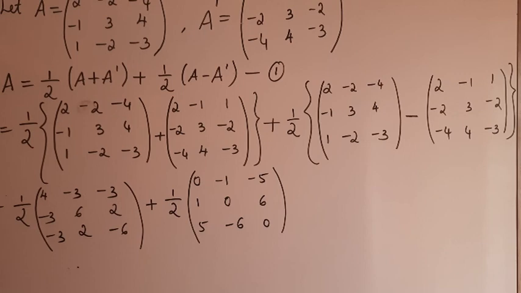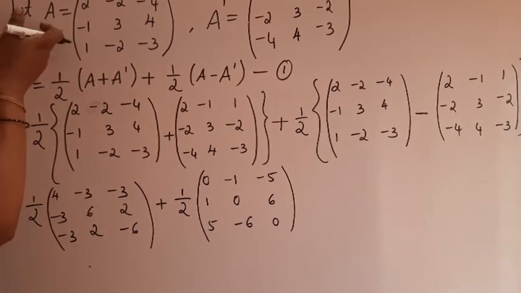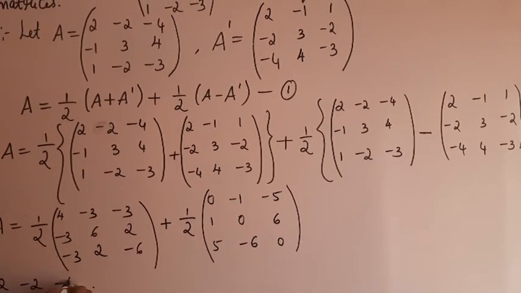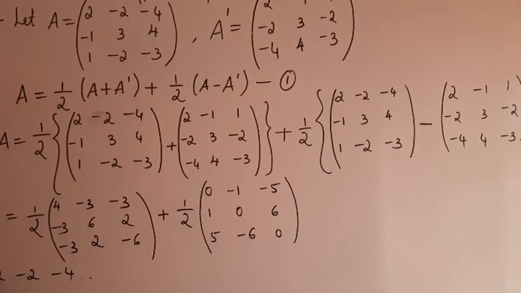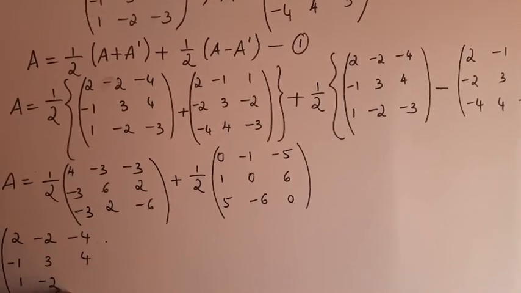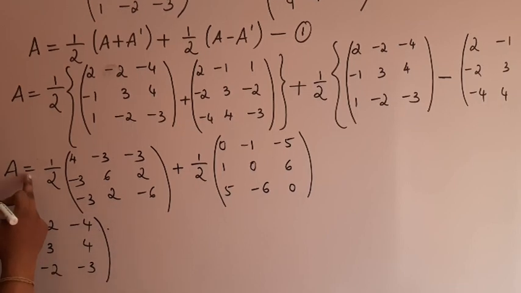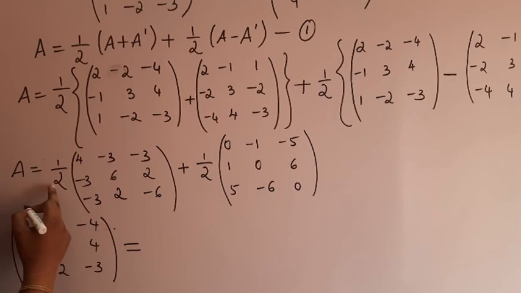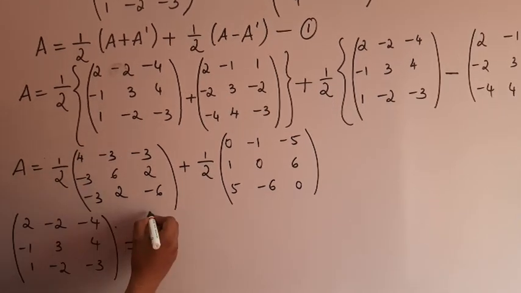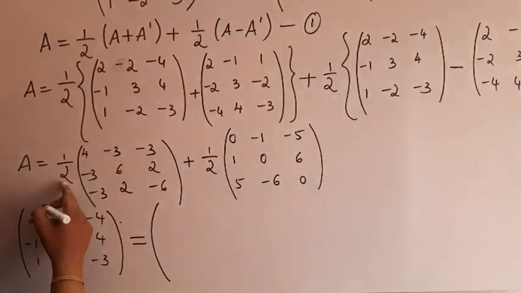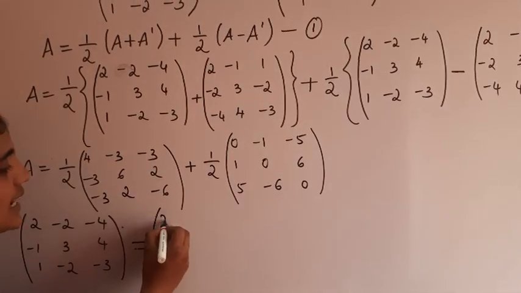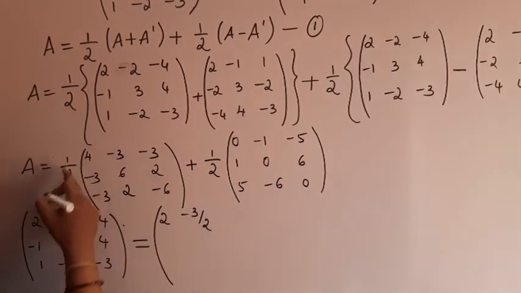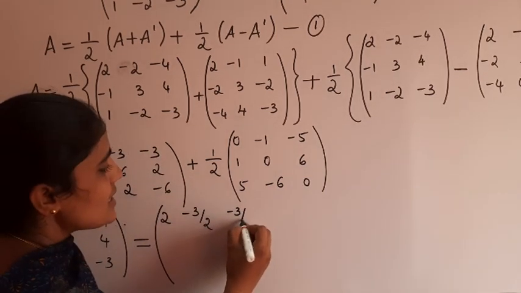Okay. So here on the left side we have matrix A. Matrix A means the given matrix, that is the matrix 2, minus 2, minus 4; minus 1, 3, 4; 1, minus 2, minus 3. Which is equal to, so here 1 by 2 is outside. Multiply this inside the matrix for each element. So if we multiply, we get 1 by 2 into 4. The 2s get cancelled, we get 2. 1 by 2 into minus 3, minus 3 by 2. 1 by 2 into minus 3, again we get minus 3 by 2.